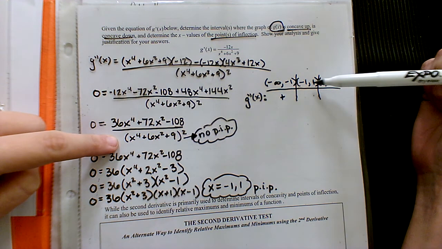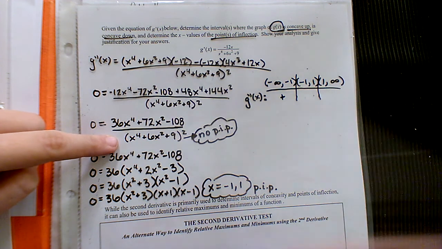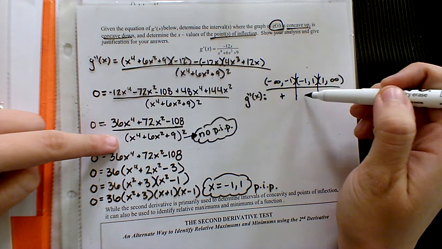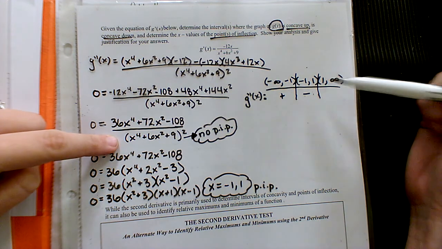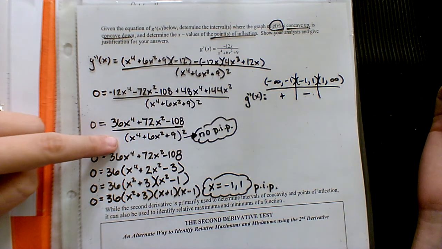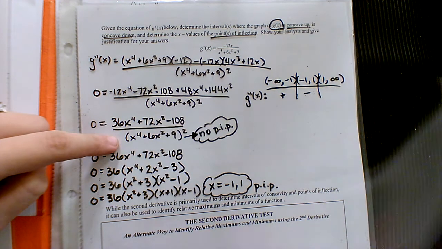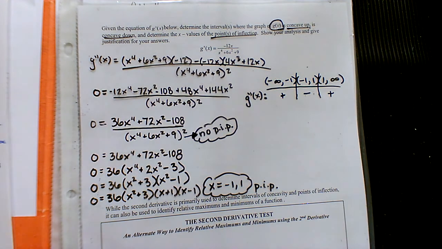Pick something between -1 and +1. 0, easy. What's the top? Negative. And if the bottom's always positive, that's negative. Something between 1 and infinity. Whatever. Plug it in. Definitely positive. Over positive is positive.